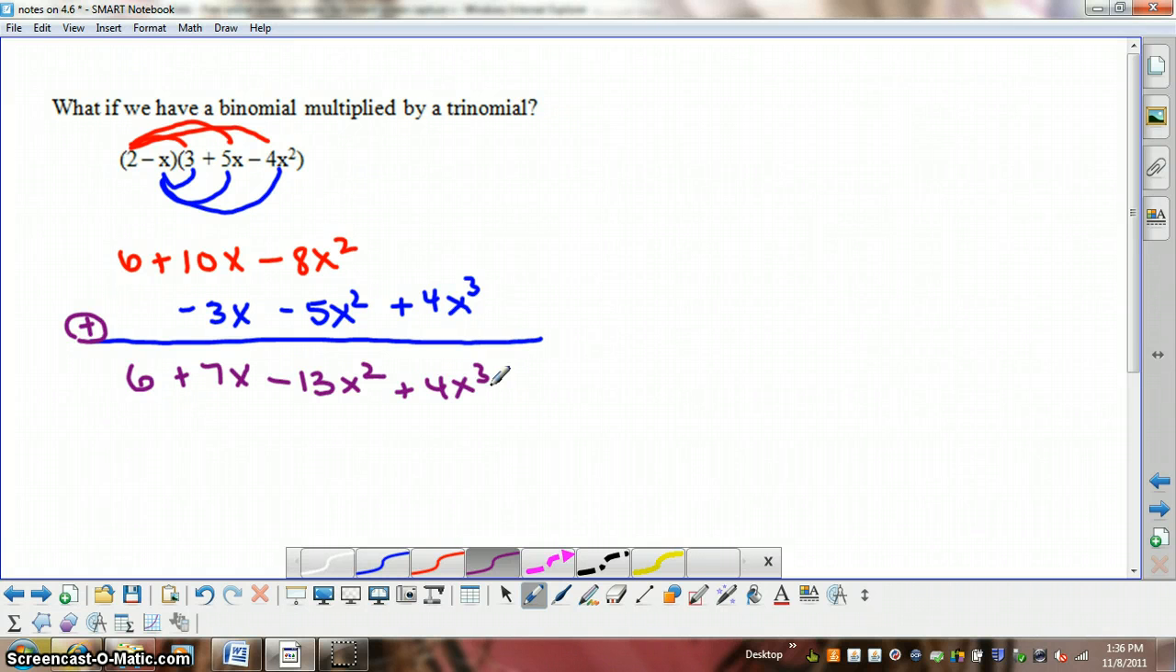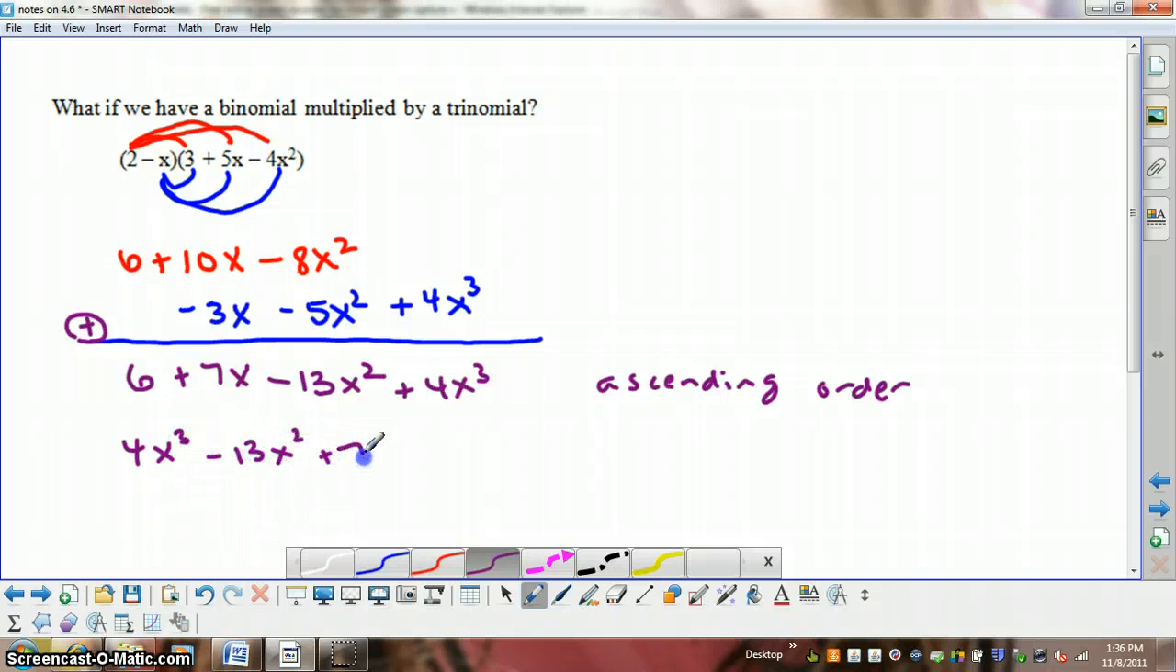This is what's called ascending order. Notice the exponents are 1, 2, 3. That's ascending order. If you wrote them in descending order, then we'd have the x cubed listed first. 4x cubed minus 13x squared plus 7x plus 6. That is descending order because our exponents are going down 3, 2, 1, and then actually an x to the 0 here.